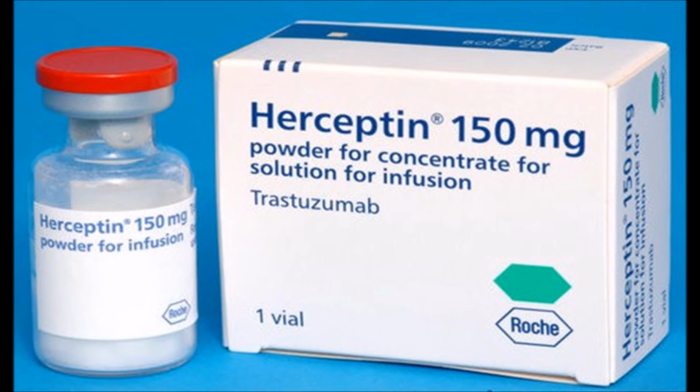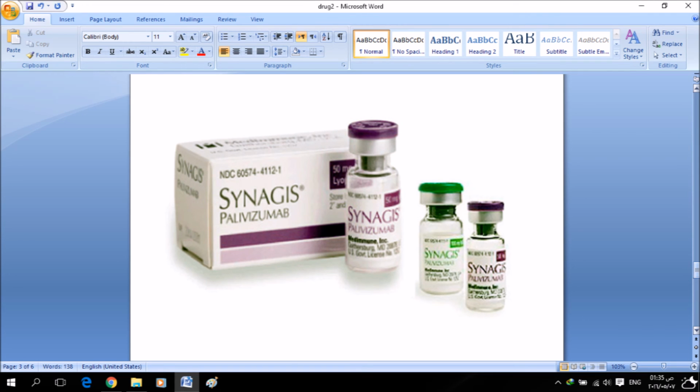Herceptin is a drug which is mainly used to treat certain breast cancers, but also increases the risk of heart problems, including heart failure and left ventricular ejection fraction decline. The antibody is trastuzumab. Synagis is a drug which is produced by recombinant DNA technology. It is used in the prevention of respiratory syncytial virus infections. It is recommended for infants that are at high risk because of prematurity or other medical problems such as congenital heart diseases.